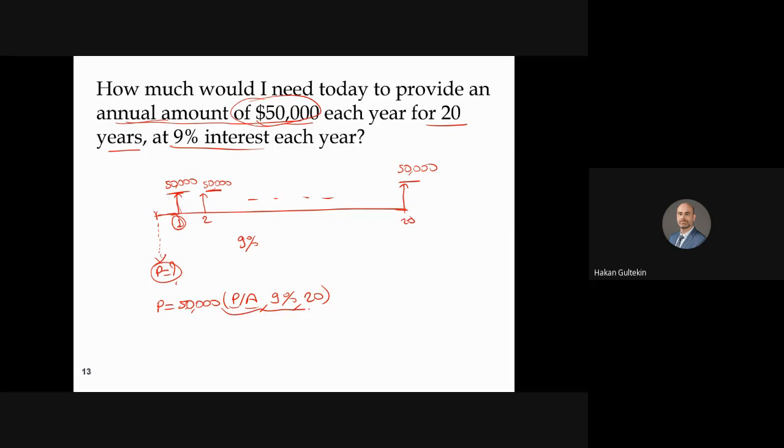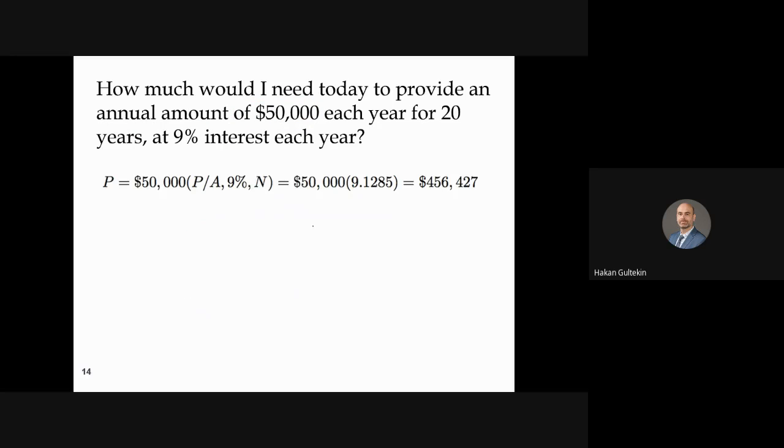And again, you should look at this factor in your book. Go to the table for 9% interest rate, go to the period of 20, and have a look at this P given A, and you should find this value of 9.1285. And when you multiply this by 50,000, you would obtain this. So if you deposit this much into a bank account now, with a 9% interest rate, for 20 years, each year you can withdraw $50,000.